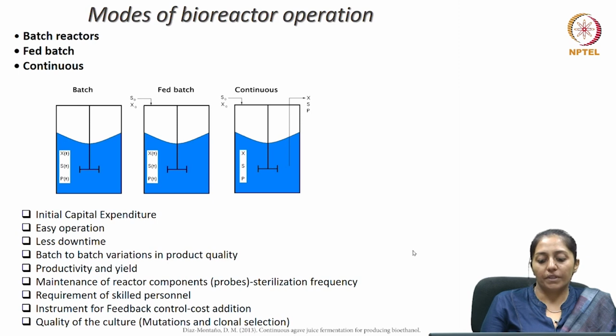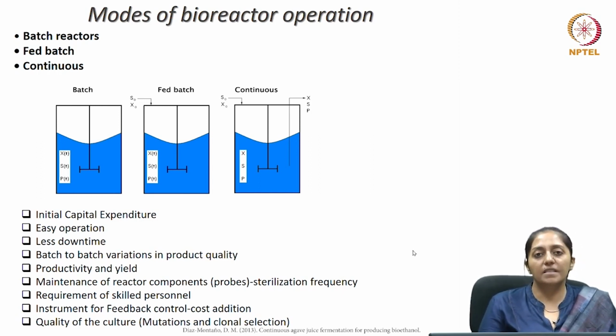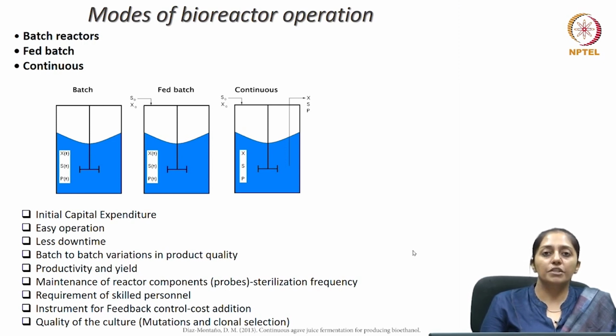Maintenance of reactor components, which means the number of sterilization cycles which these different parts of the reactors will have to go through. So every part is not indefinitely going to work. So one has to take care, especially the probes. There are only set number of cycles of sterilization till when it is recommended to be used for its most efficient working. Then the requirement of skilled personnel. There can be variation in the skill of people which will be required to run these different modes of cultivation. So one has to keep that in mind as well.